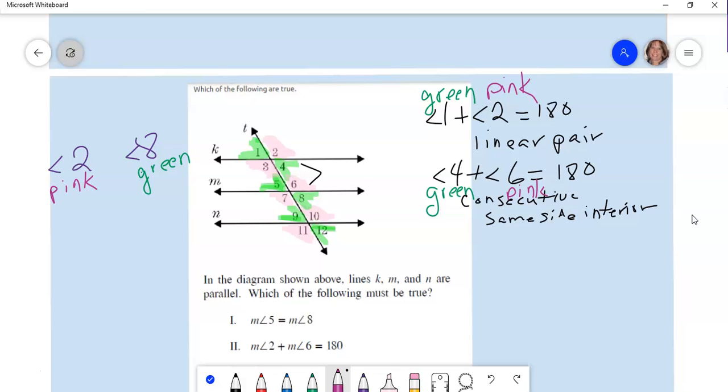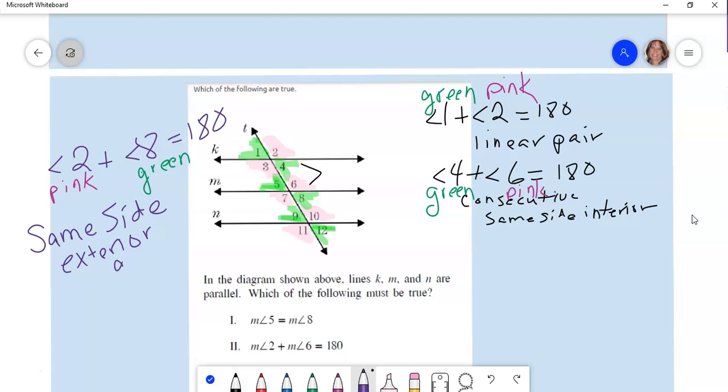So if we did the same thing with angle 2 and angle 8, we now could say, well, angle 2 is congruent to all my pink angles, angle 8 is congruent to all my green angles, so therefore they must also be 180 degrees. So they're supplementary. That rule can be applied. Now sometimes the relationship between angle 2 and angle 8 would be considered same side exterior angles. And they are supplementary.